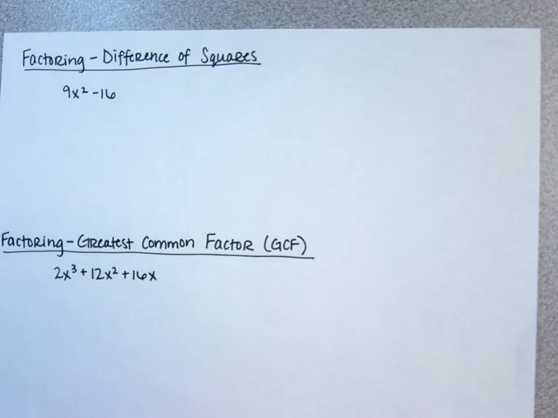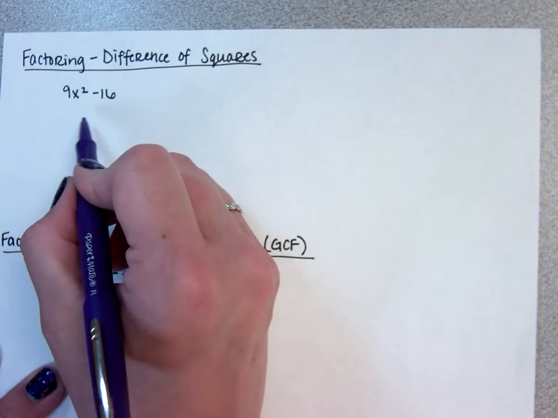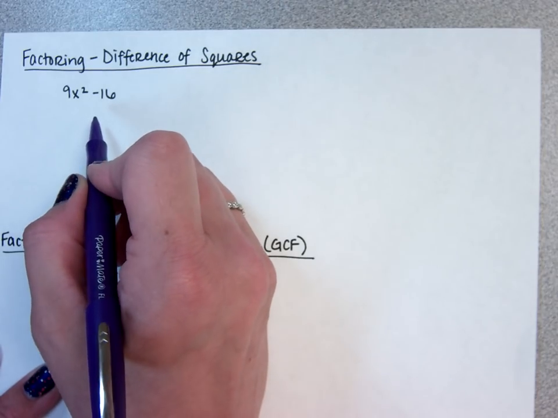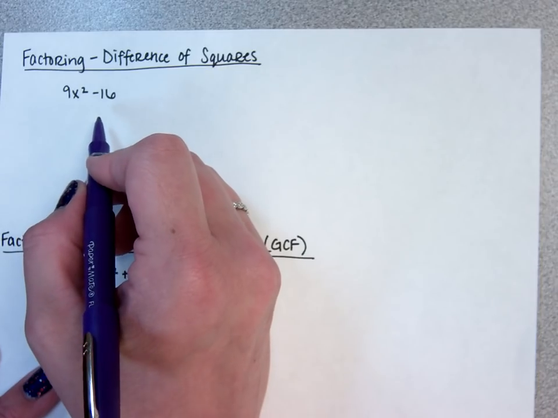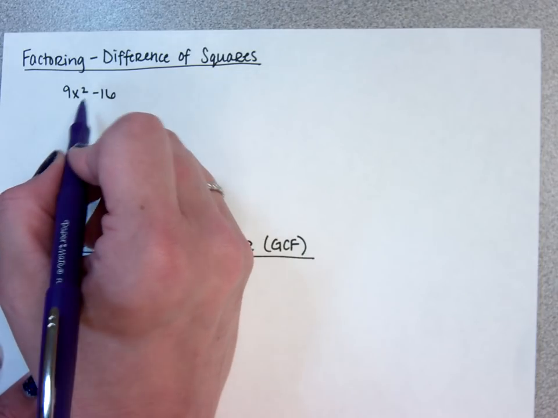This is the review video for activity 4 in your packet on factoring, and then we've got some graphing of inequalities. So to start out here, I have a factoring for the difference of squares. We have this 9x squared minus 16 right here. We call this the difference of squares because we are subtracting two perfect squares.